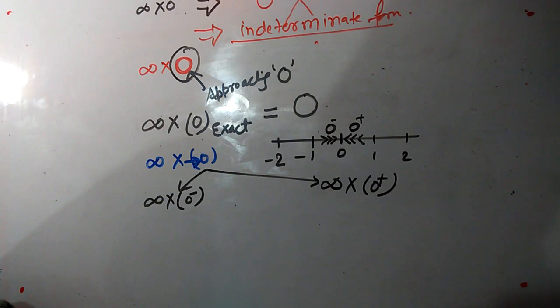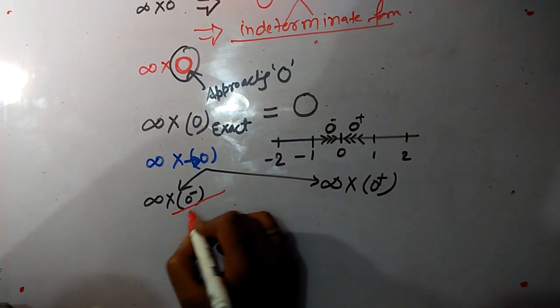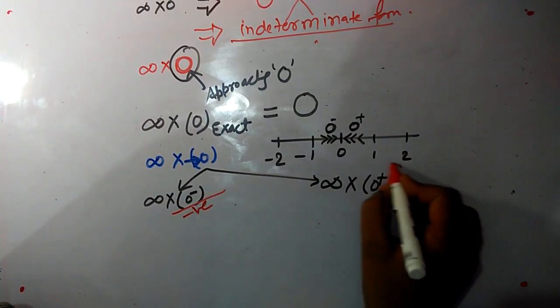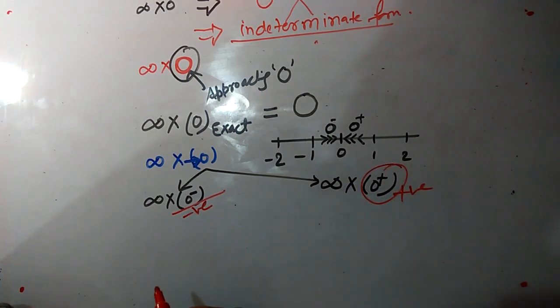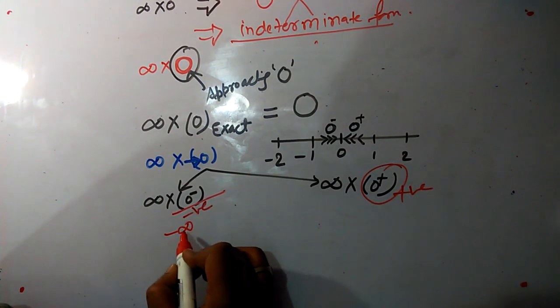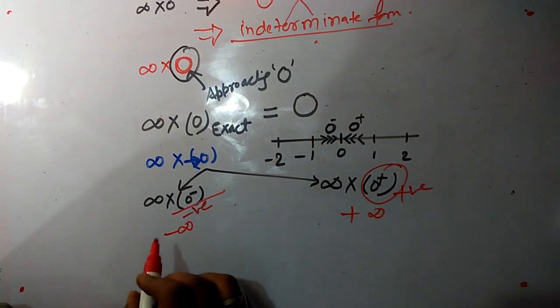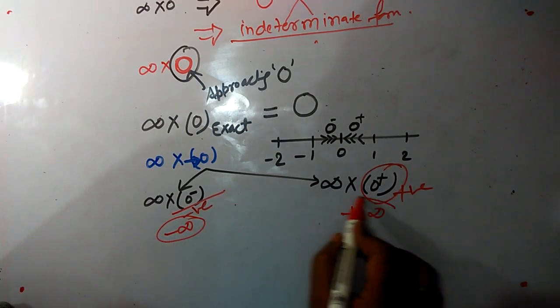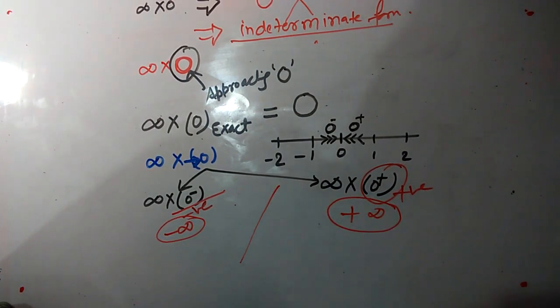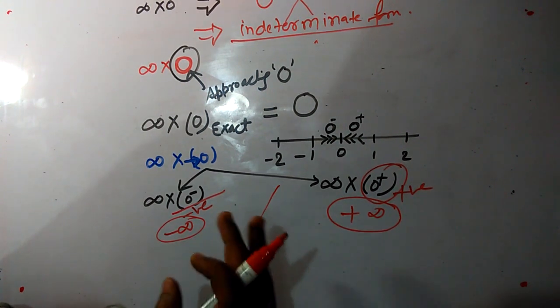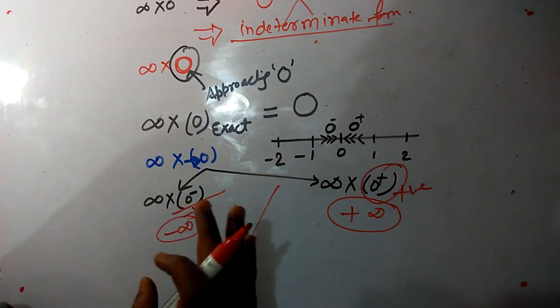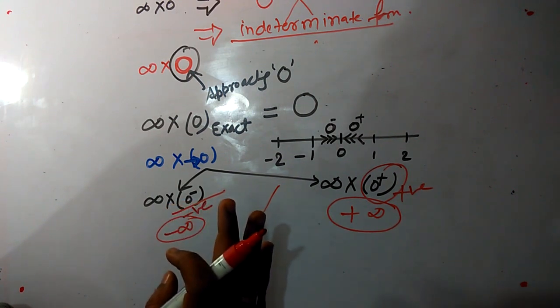The problem is 0 minus will be a negative number and 0 plus will be a positive number. The value will be small but the sign will be opposite. That's why it will be minus infinity or plus infinity. So again, you are not able to determine which value should be taken, either minus infinity or plus infinity. That's why it is called indeterminate form. Similar explanation is for all the 7 forms.